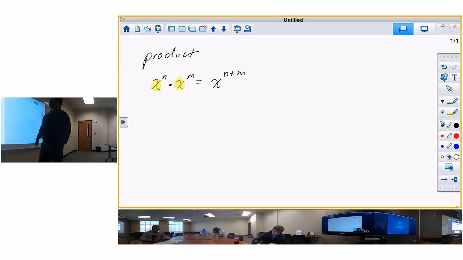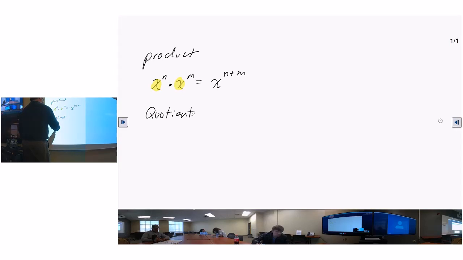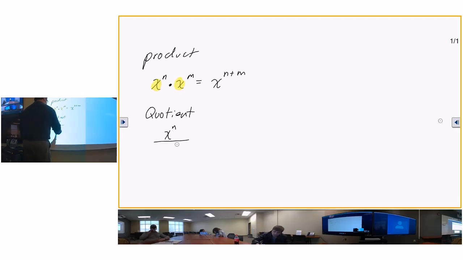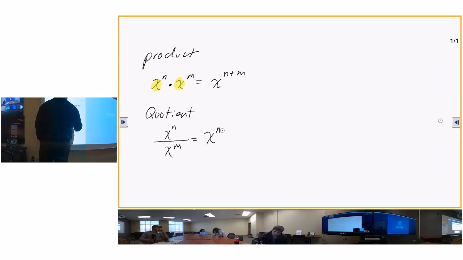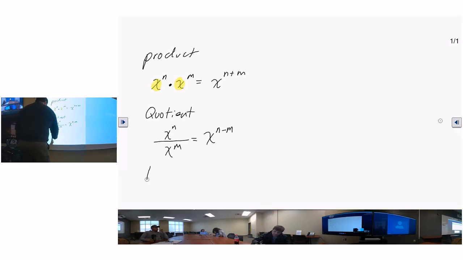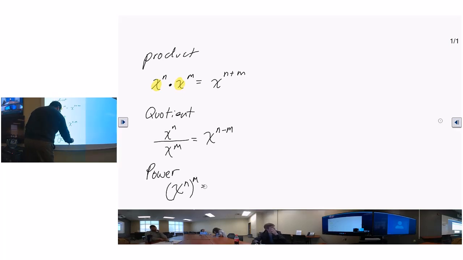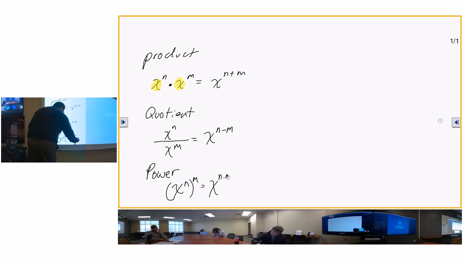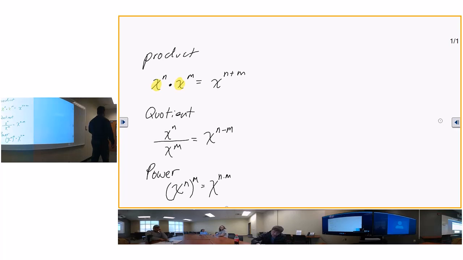Now the quotient rule is the opposite. The quotient rule says that if you have x to the n power over x to the m power, you subtract the what? Exponents. And then the power rule says that if you raise an exponent to an exponent, what do you do with the exponents? You multiply them. Okay, so those are the 3 rules that you need to remember going into scientific notation.